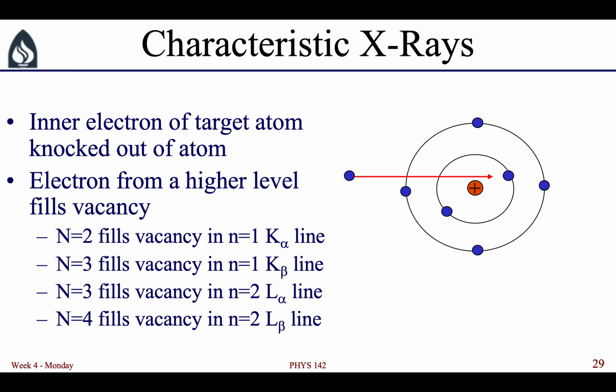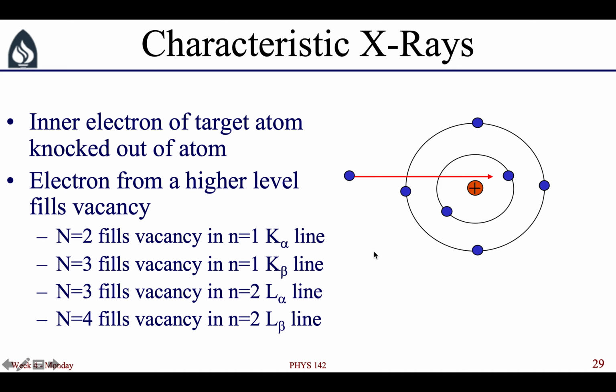But then, since this electron has gone away, the electrons in the higher energy levels look down and say, there's a place where I could be. They jump down and then they emit a photon at one of these characteristic X-ray wavelengths. So these characteristic X-rays correspond to the energy level differences between the energy levels in the target atom.